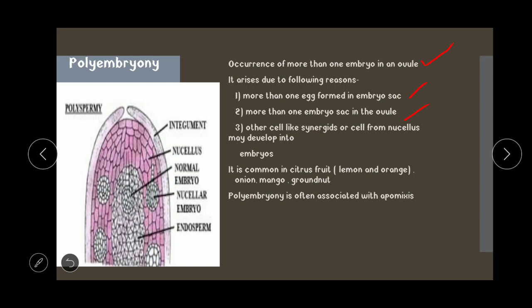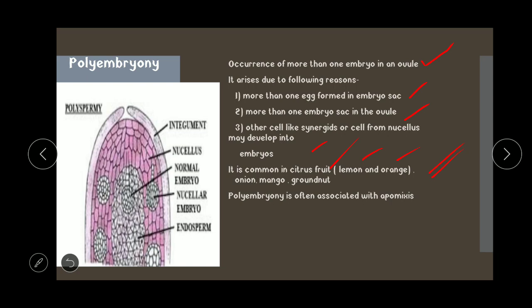Okay, so other cells like synergid. The first two we have discussed. Other cells like synergids may develop into embryo, or cells from the nucellus may develop into embryo. Okay, and it is common in citrus fruit. Examples are lemon and orange. The examples are citrus fruit, that is orange and lemon. Other examples are onion, mango, groundnut, etc.